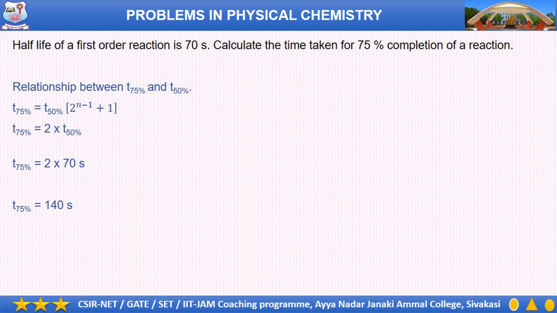You will answer immediately. What is the relationship between T 75% and T 50% for first order? For zero order it is 1, and 1.5 for second order; for first order, it is 2 times. You have studied this, do you remember? Therefore, what will be the time required for the completion? Anybody tell me the answer? 140 seconds. Immediately you can tell this answer.